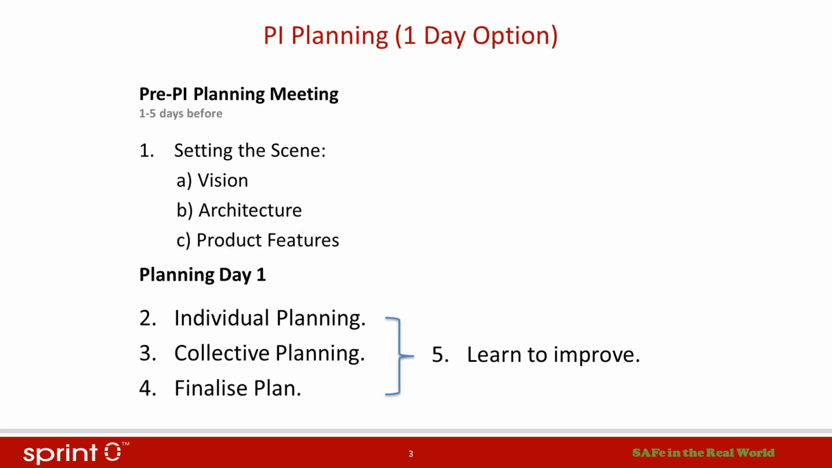I remember I've probably done between 10 and 15 of these in the past, and some of the feedback has been that these can feel a little bit rushed. And so one of the things that more recently I've started to recommend is, rather than just shove everything into one day, the first thing is setting the scene: the vision, the architecture, the business context, the product features, all of that. Do that as a pre-PI planning meeting, between 1 to 5 days before.